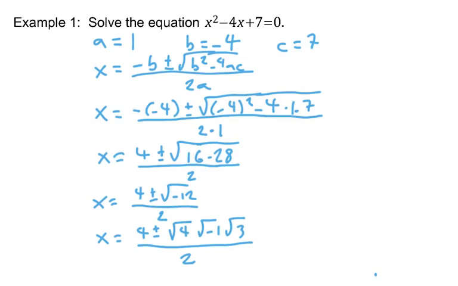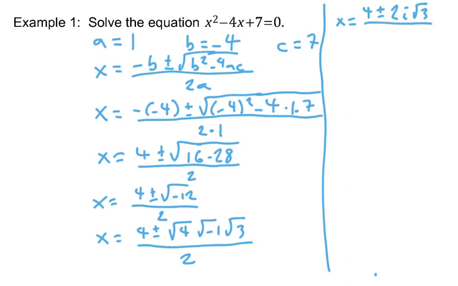The reason we would want to do that, I need a little bit more space over here, is that tells me that the answer will simplify to 4 plus or minus 2. That's the principal square root of 4. Principal square root of negative 1 is an i, and then you have the principal square root of 3. Getting simpler all the time.